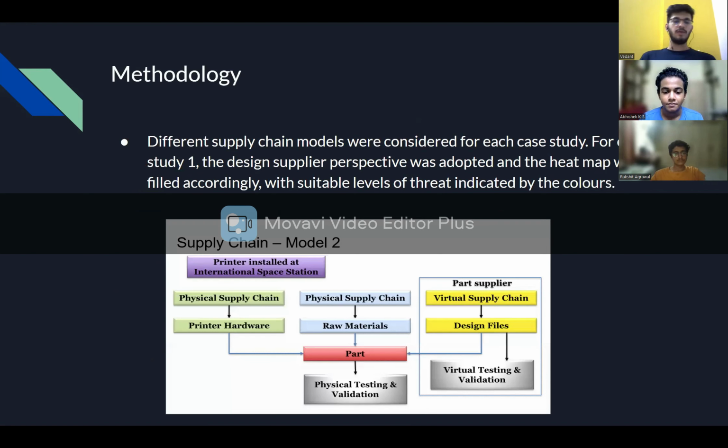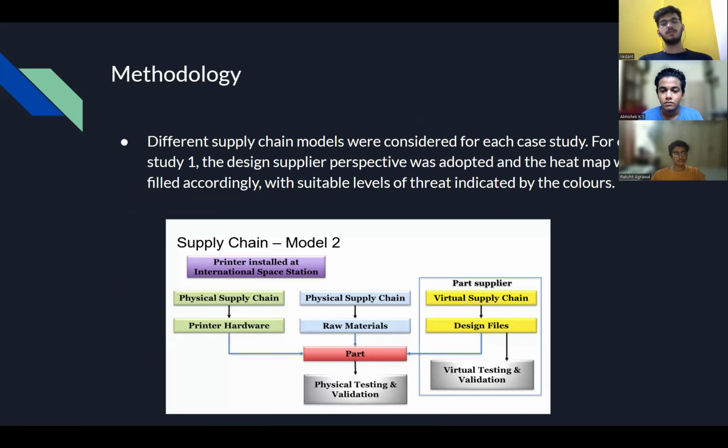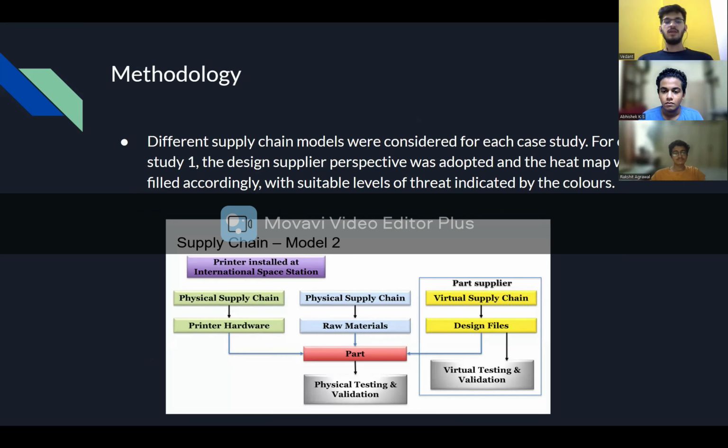Okay, so hello everyone, I am Vedant, and now let's talk about methodology. So there are basically two case studies which we have considered. The first one is the mass-produced automotive hinge, and the second one is the patient-specific part made from a CT scan. So different supply chain models were considered for each of these case studies. For case study 1, the design supplier perspective was adopted and the heat map was filled accordingly, as mentioned by Abhishek, with the colors ranging from red to white in the decreasing order of threat level.